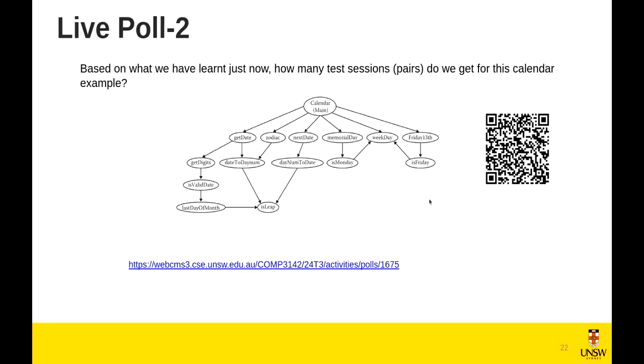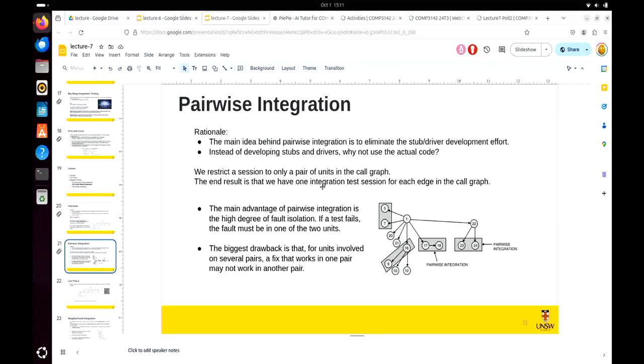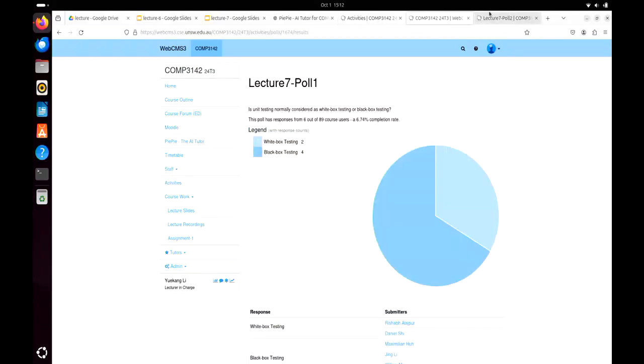So let's do a second lab poll today. Based on what we have just learned, how many test sessions do you think we need to do comprehensive pairwise integration testing? Remember, the aim is to have one integration test session for each edge in the call graph. This is actually very straightforward.